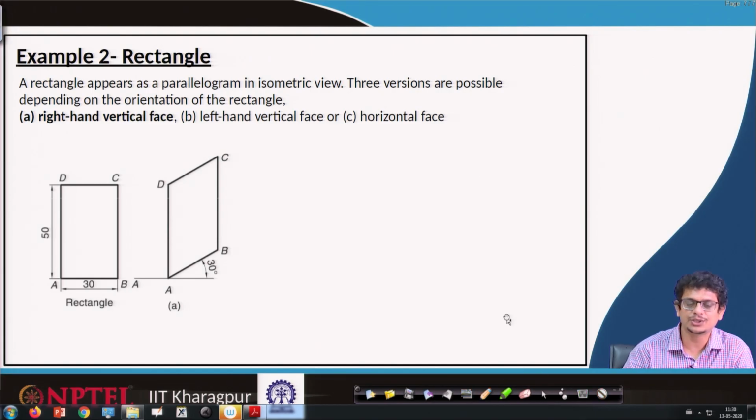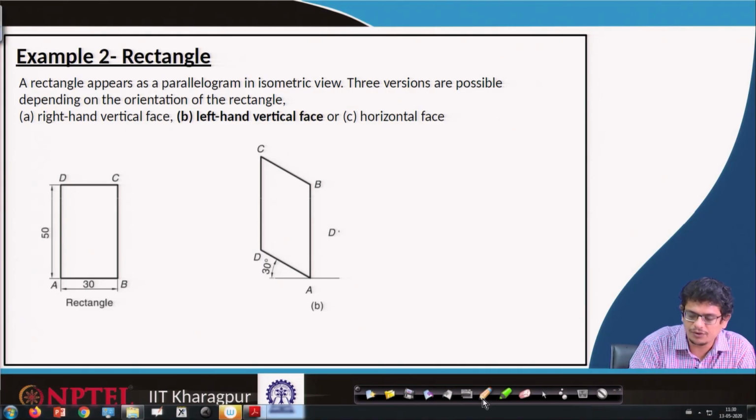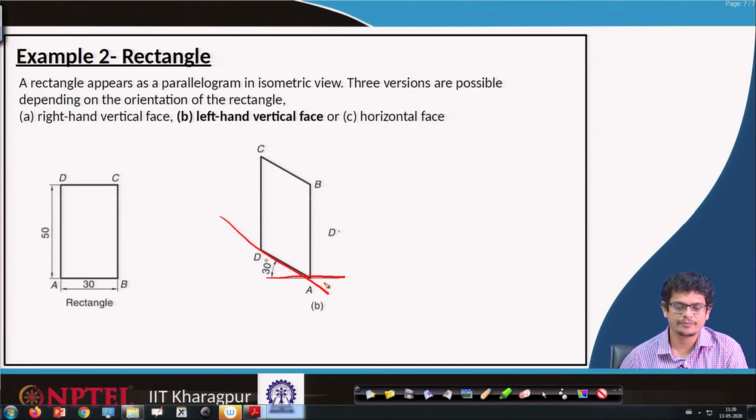Similarly, let us construct the left hand vertical face. For that, we will follow the same procedure. First, we will draw a horizontal line, then draw an inclined line. With respect to B, we are rotating it. So, name these points: I am sorry, this is supposed to be A, this is B, this is C, and this is D.